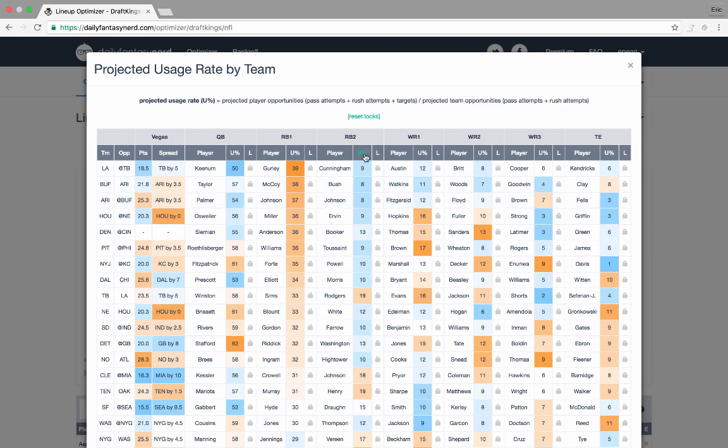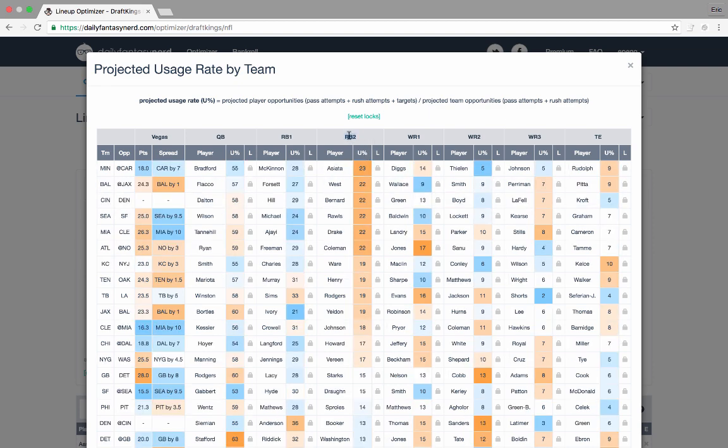The interesting thing for the RB2 position is you're starting to get a better idea of where there's running back by committee.